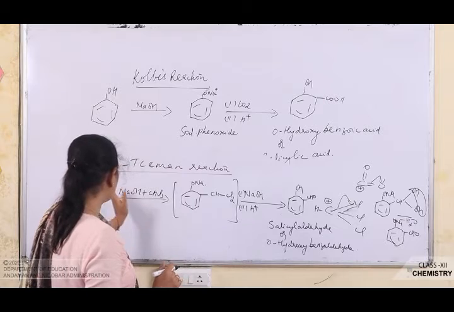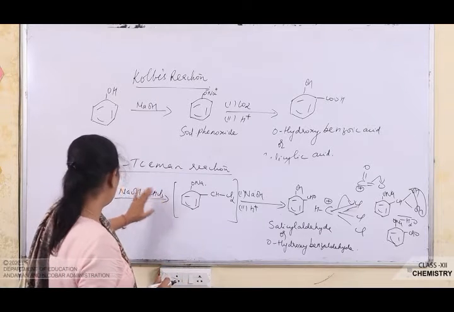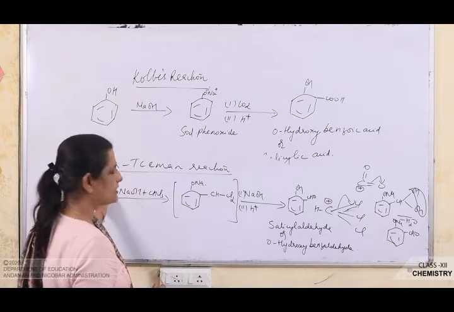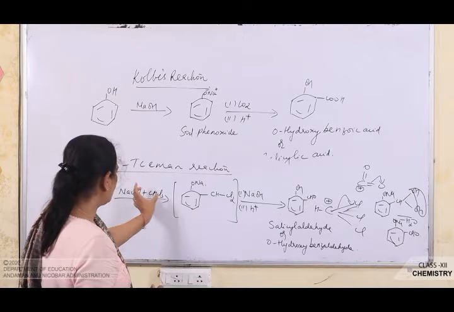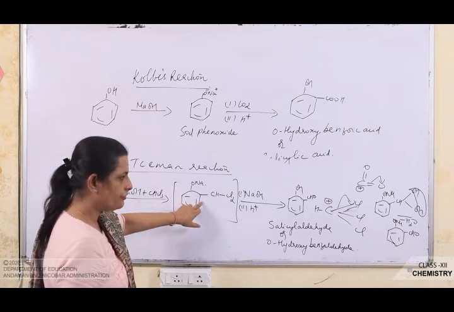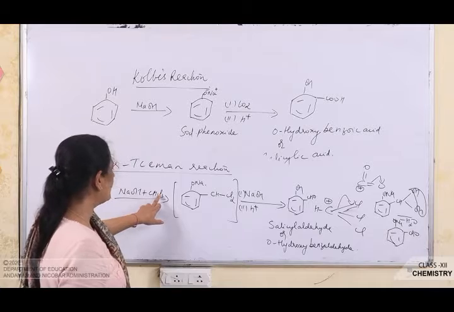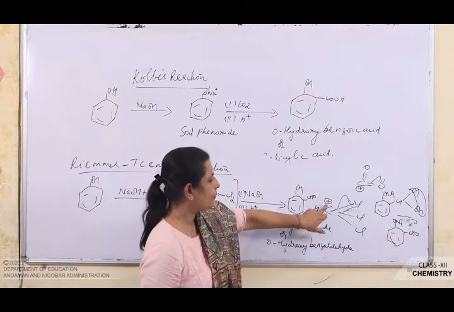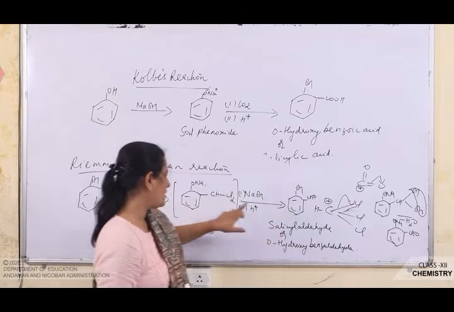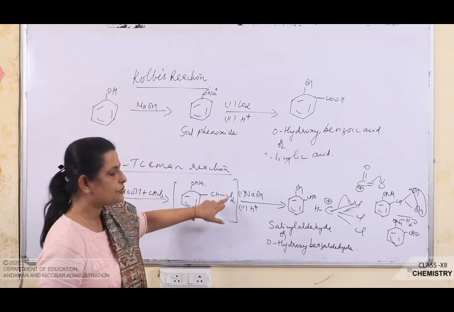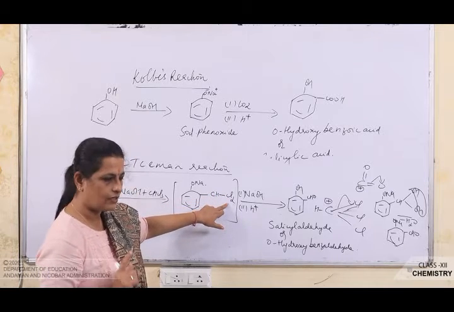Here phenol is treated with sodium hydroxide and chloroform. So the NaOH reaction is due to the acidic nature of phenol, and then chloroform undergoes electrophilic substitution due to the greater electronegativity of the chlorine atom. The carbon atom gets what charge? Positive charge. And the same carbon atom has two halogen atoms and it is not stable.